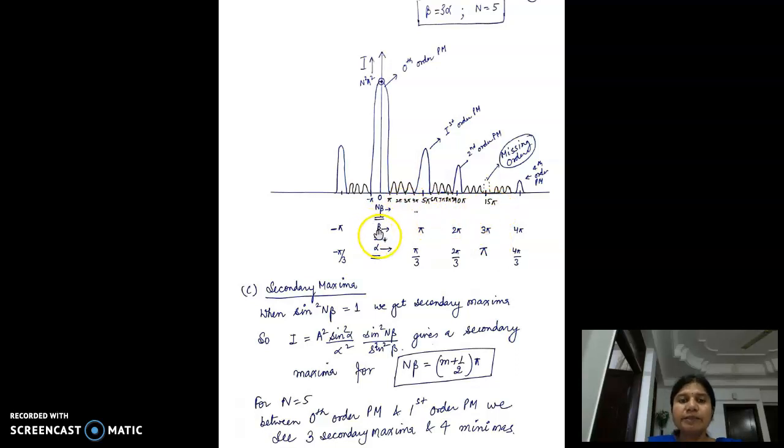So now the first condition: the principal maxima occurs at alpha and beta going to 0, n beta is also automatically 0 at that position, and the intensity is equal to n square a square. This particular maxima is known as the 0th order principal maxima because n was considered to be 0 here.